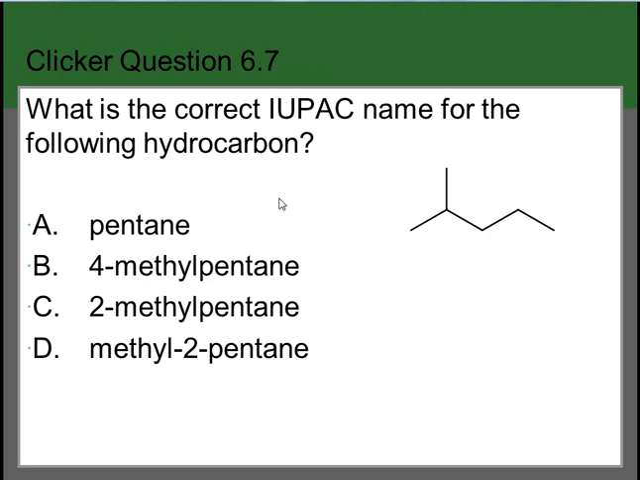Clicker question 6-7. What is the correct IUPAC name for the following hydrocarbon? So the first thing to do is identify the longest chain. That's this one on the bottom. 1, 2, 3, 4, 5. That's pentane. And then we have pentane in all of these answers. We need to identify the location and identity of the substituent. Here's a substituent. It's a 1-carbon substituent. Methane turns into methyl. 1, 2. 2 is the locator for this methyl group. So C is the best choice for the name of this hydrocarbon here.